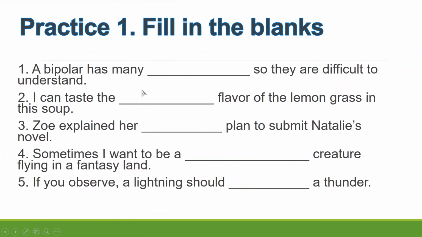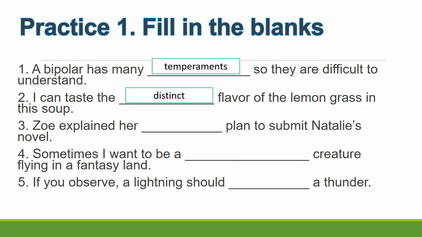So for number 1, a bipolar has many what? Temperaments, which means personalities. So they are difficult to understand. So number 2, I can taste the blank flavor of the lemongrass in this soup. So you can taste the distinct flavor. So distinct, which means you can easily tell that this is the flavor of it.